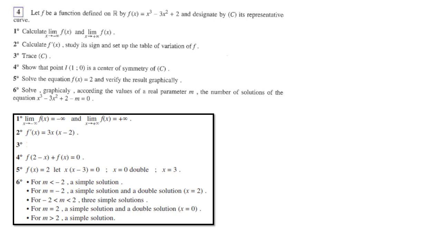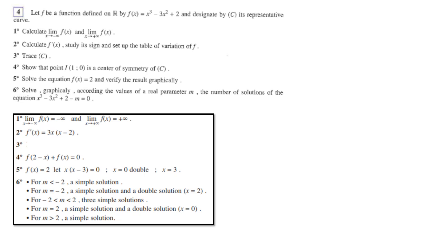Now we need to prove that (1, 0) is a center of symmetry. (1, 0) is a center of symmetry, this point. To prove a center of symmetry, we need to prove f of 2a minus x plus f of x equals 2b. I'm not going to go through the calculation.